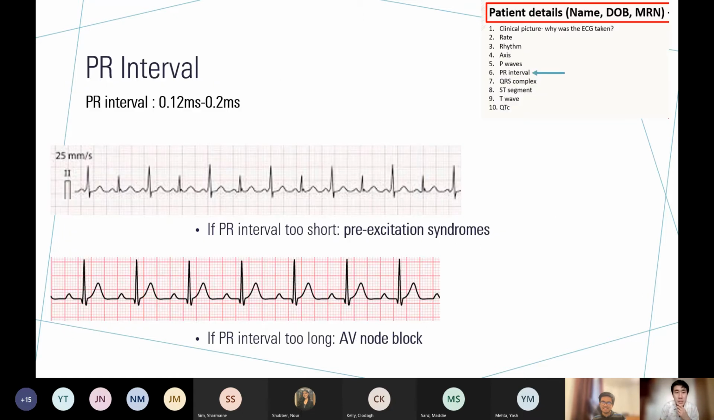Okay, bit of suspense. So we've done the P wave, now the PR interval. PR interval should usually be 3 squares, so 0.12 seconds, or 5 squares, 0.2 seconds. If it's too short, like here, then it's a pre-excitation syndrome. If it's too long, then it's probably AV node block. Okay, so let's tackle the pre-excitation syndromes first.